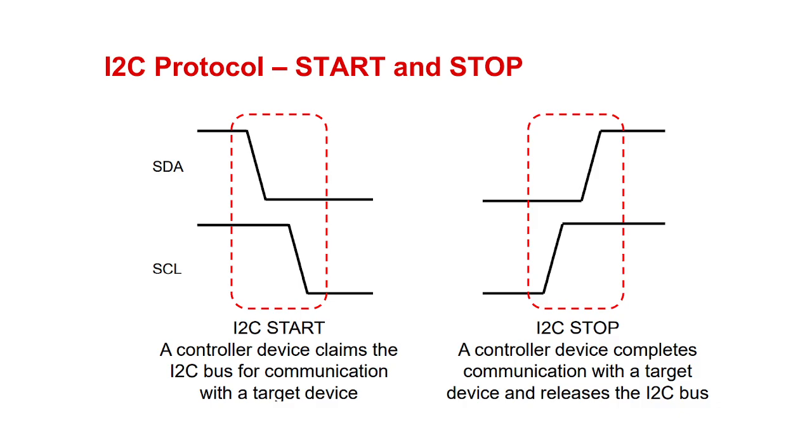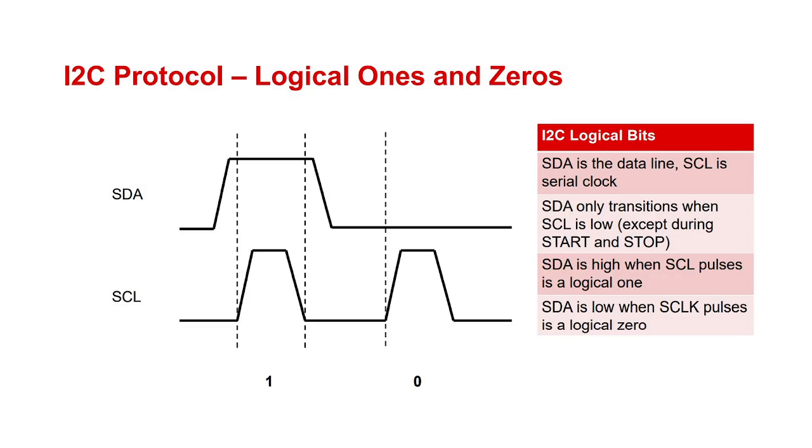Start condition means SDA will go from high to low first, and then SCL will go from high to low. Stop condition means SCL will go from low to high first, and then SDA will go from low to high. So this is logic one. SDA is the data line, SCL is the clock line, and SDA only transmits when SCL is low.